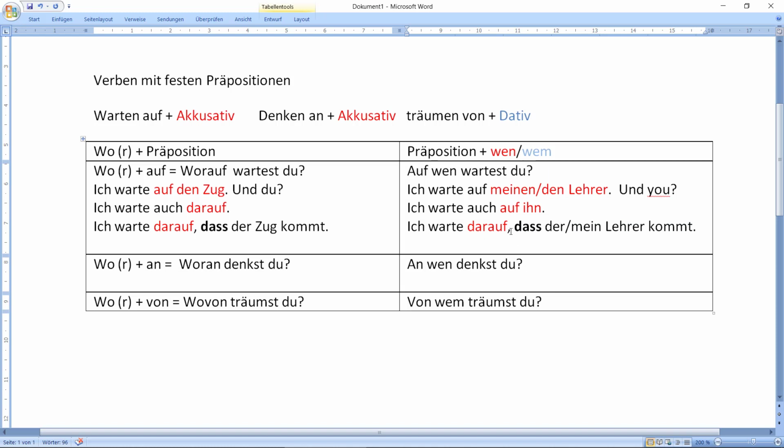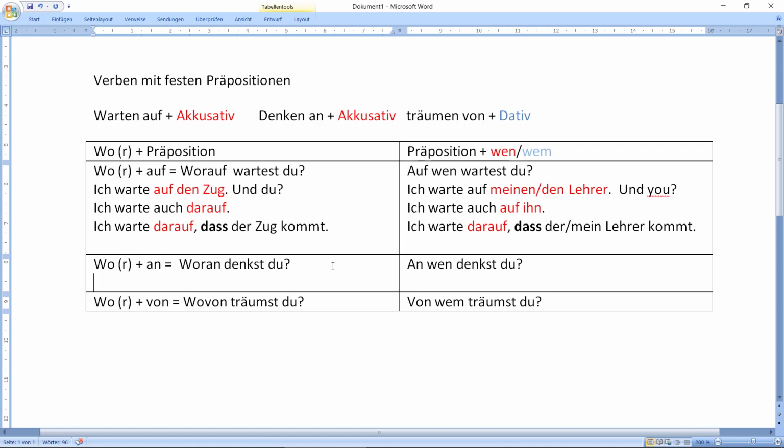So that is why ich warte darauf, dass mein Lehrer kommt. But when I say, ich warte auf meinen Lehrer, or ich warte auf ihn, I am waiting for him. I hope it wasn't that complicated.